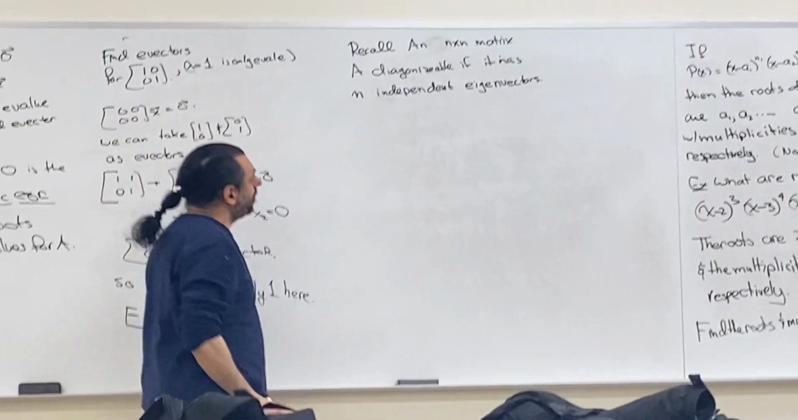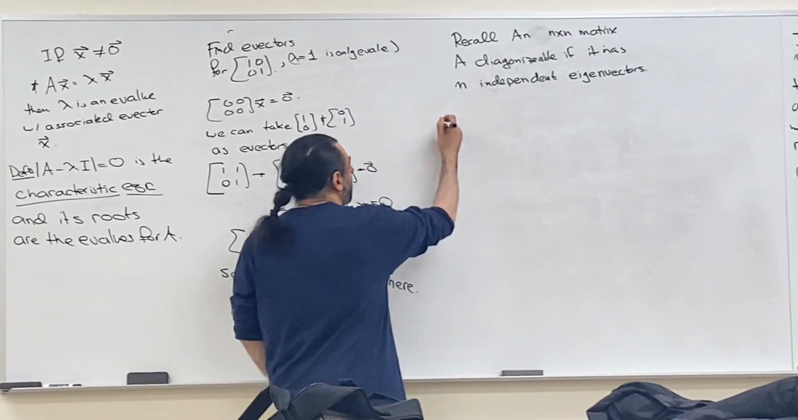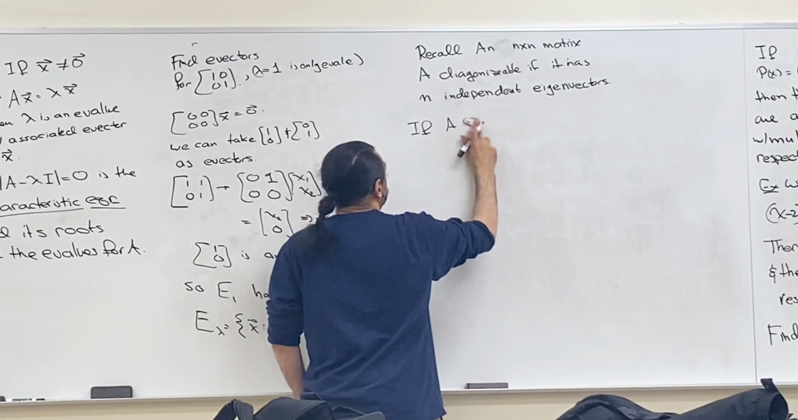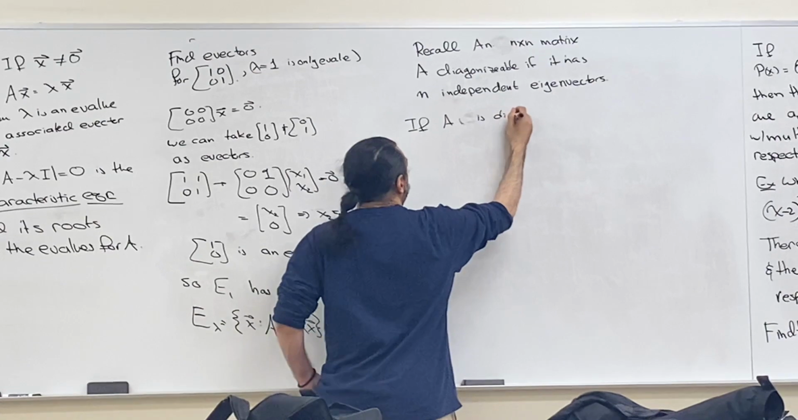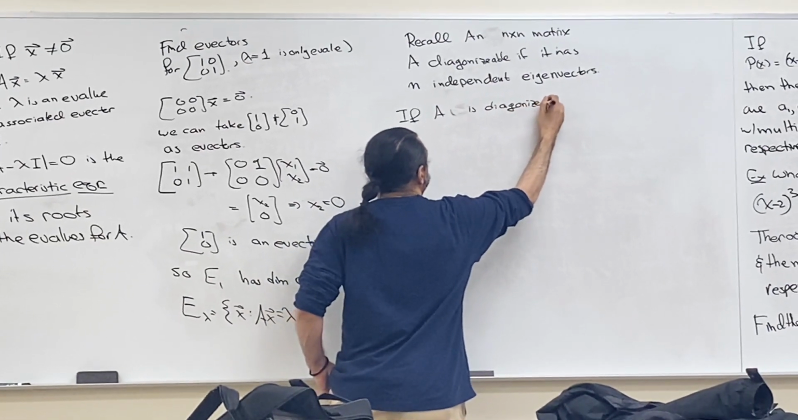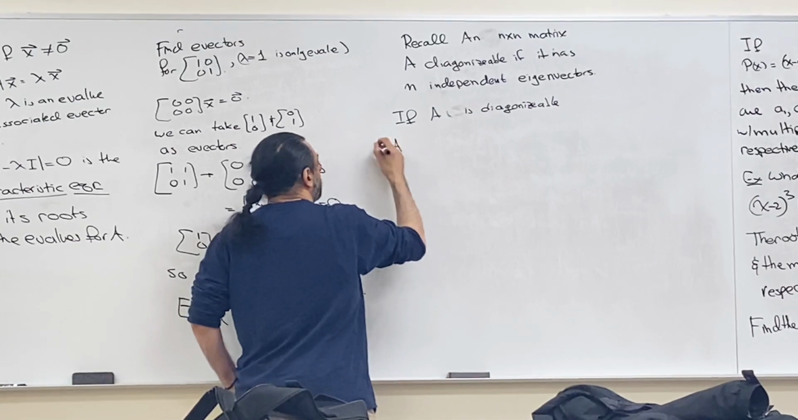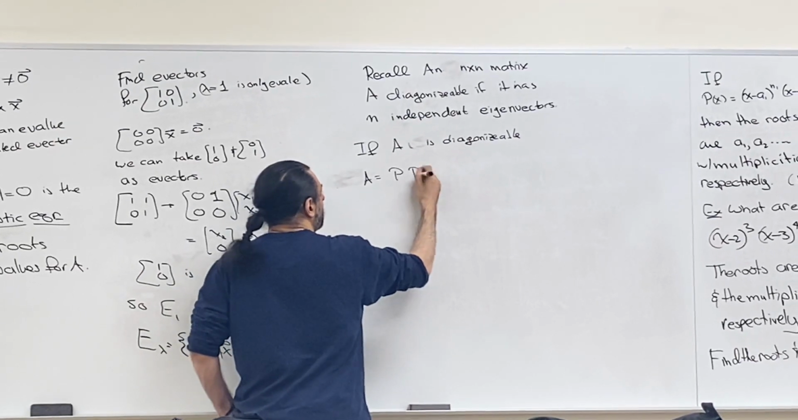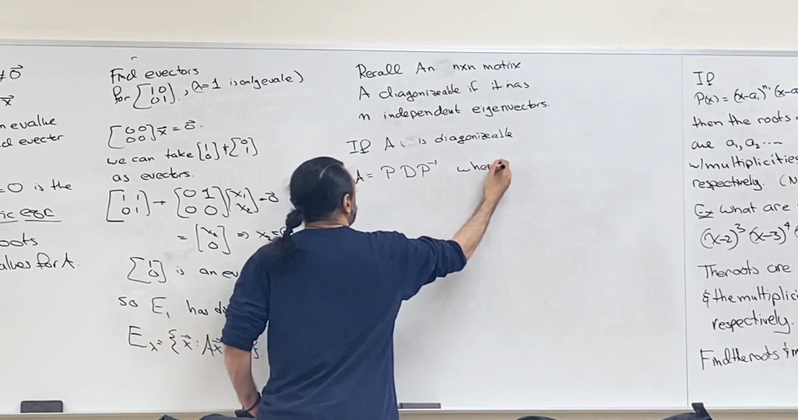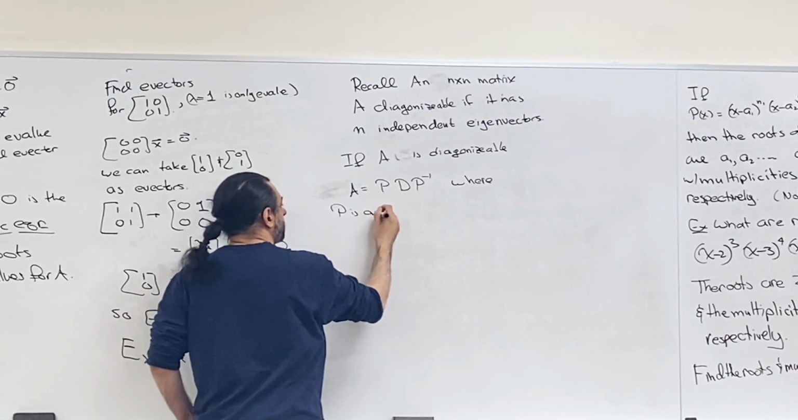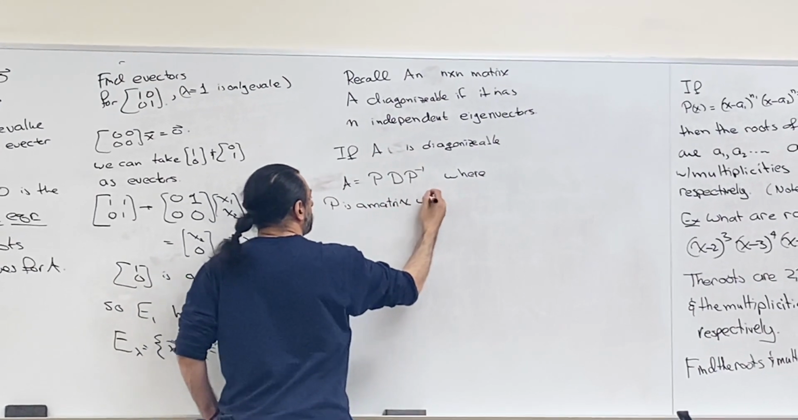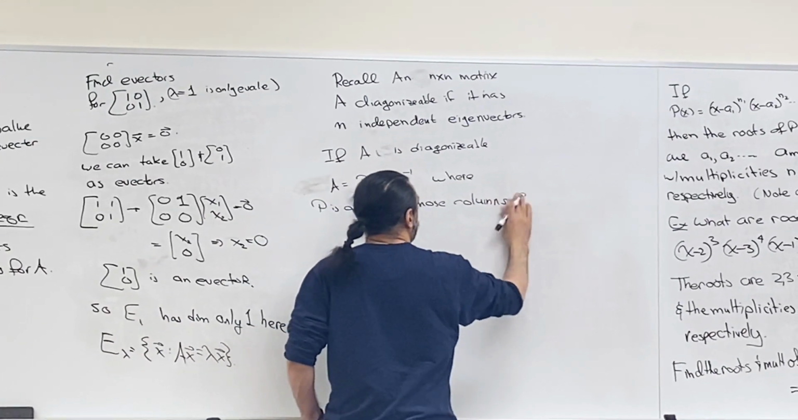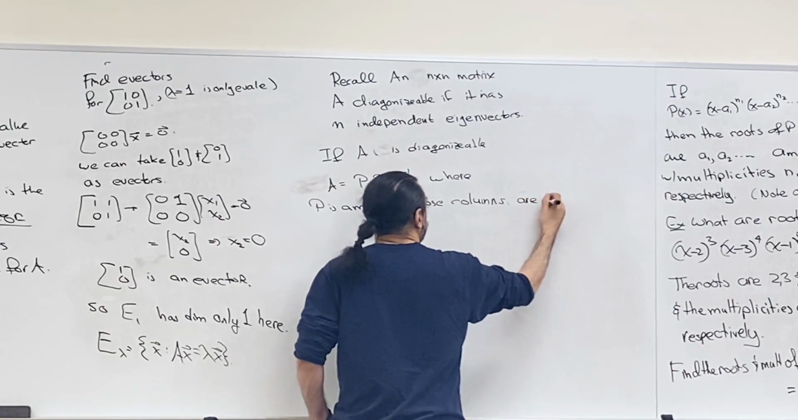And remember we said if A is diagonalizable, then A is equal to P D P inverse, where P is a matrix whose columns are eigenvectors.